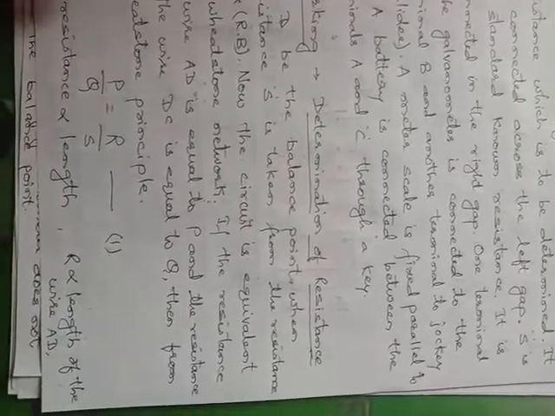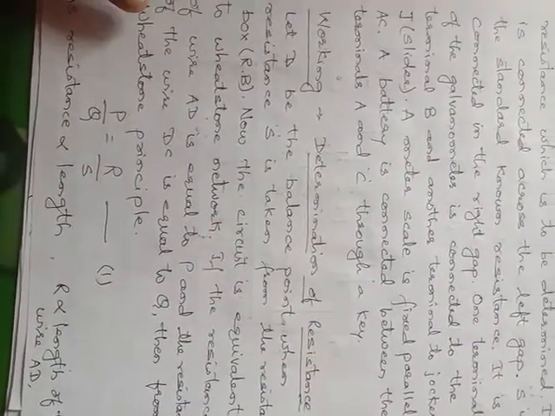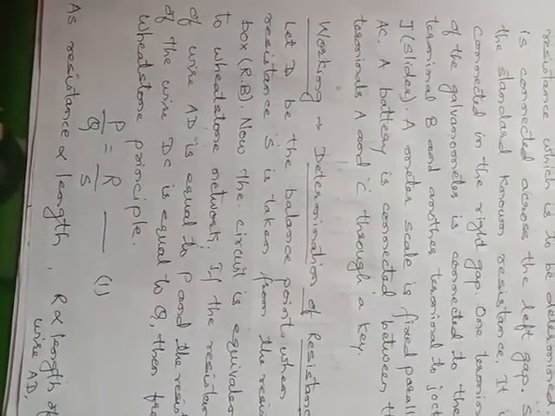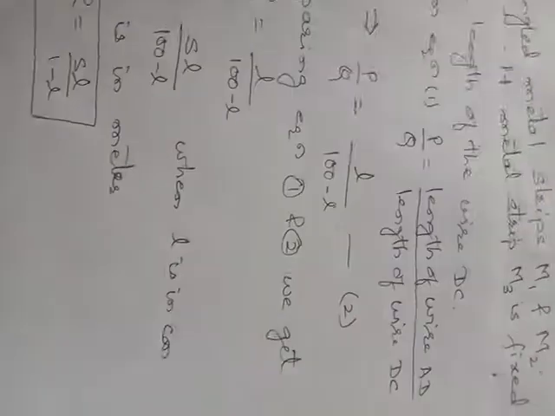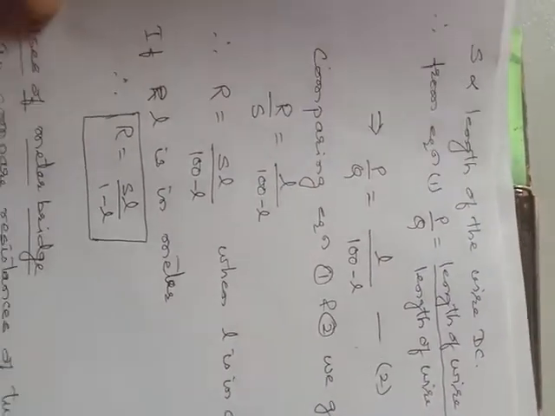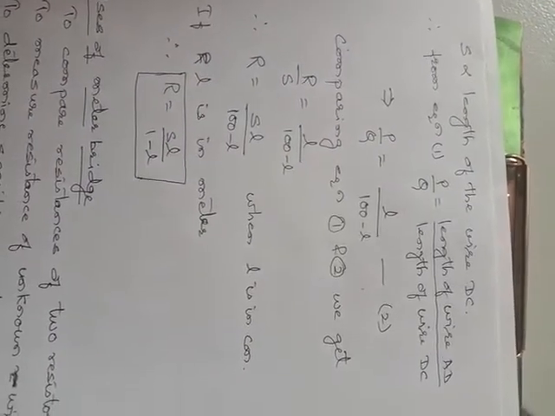Now students, in the first video we have seen that the resistance is directly proportional to the length of the wire. So R is proportional to the length of the wire AD, and S is proportional to the length of the wire DC.